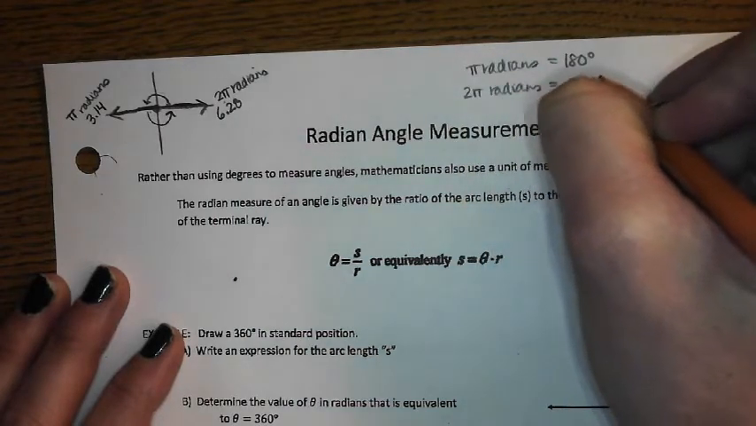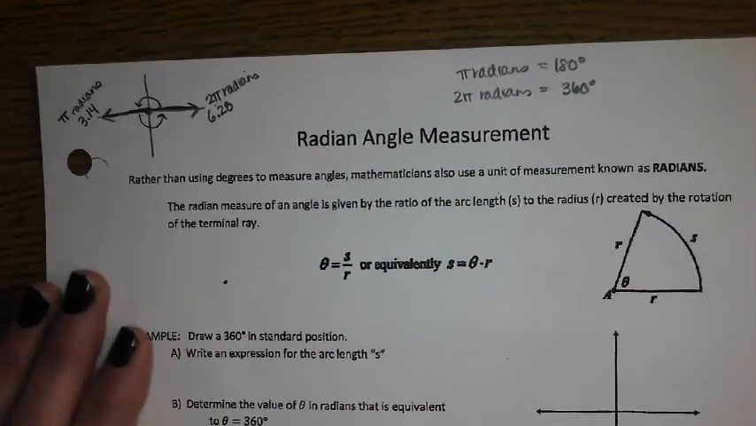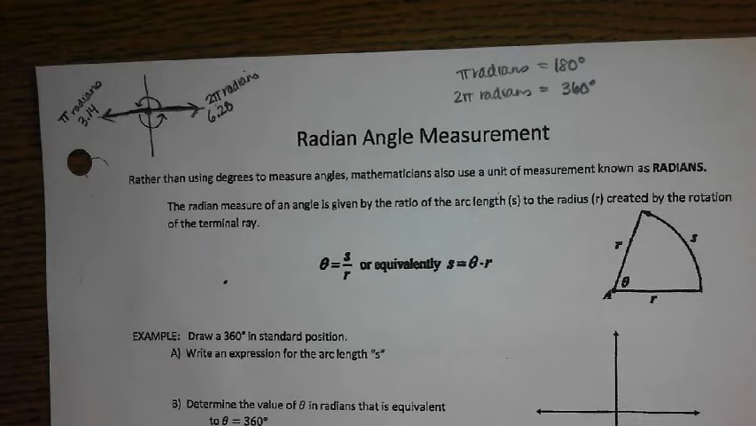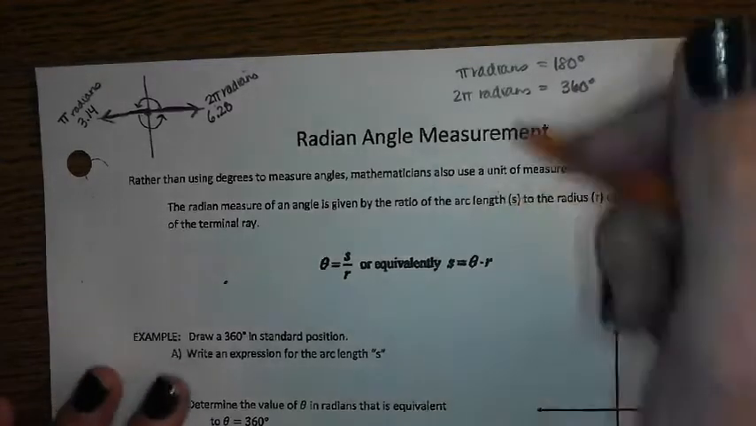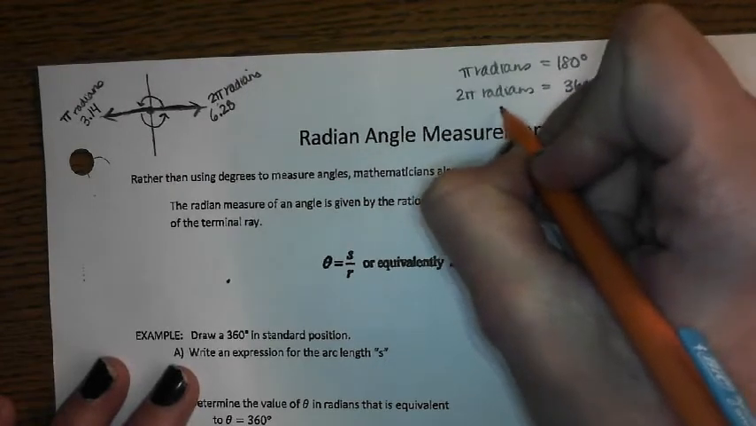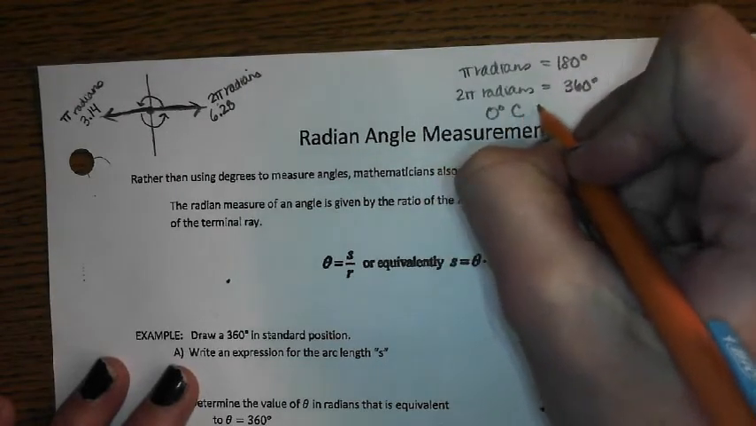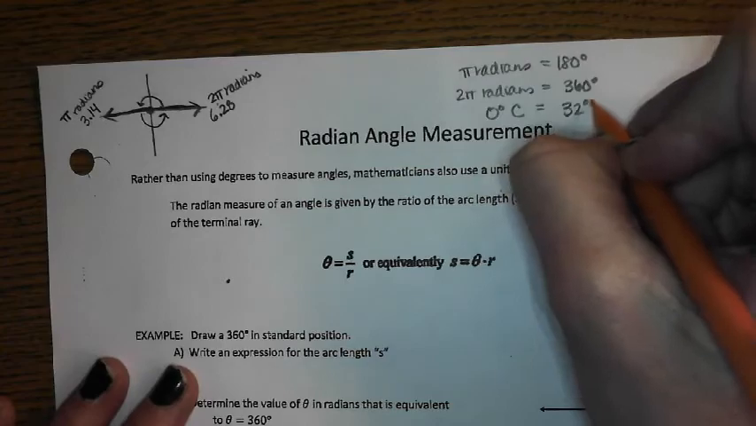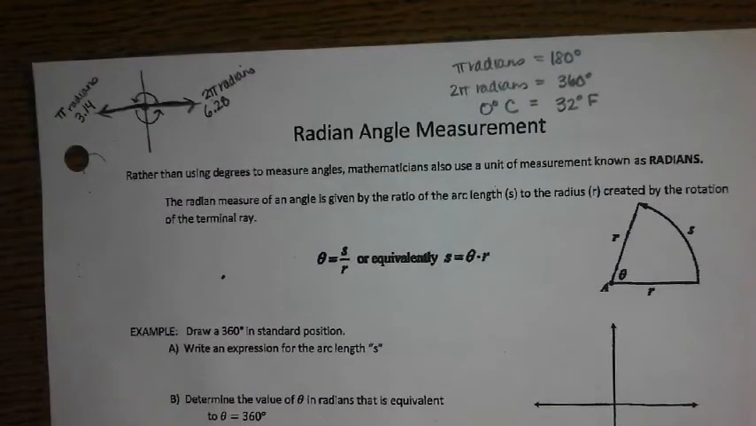equals 360 degrees. And just for the sake of giving you a parallel thought process, even though this has nothing to do with what we're doing, I'm going to say 0 degrees Celsius equals 32 degrees Fahrenheit. Just so you understand the equivalence, but the fact that we're on 2 totally different scales. Okay?